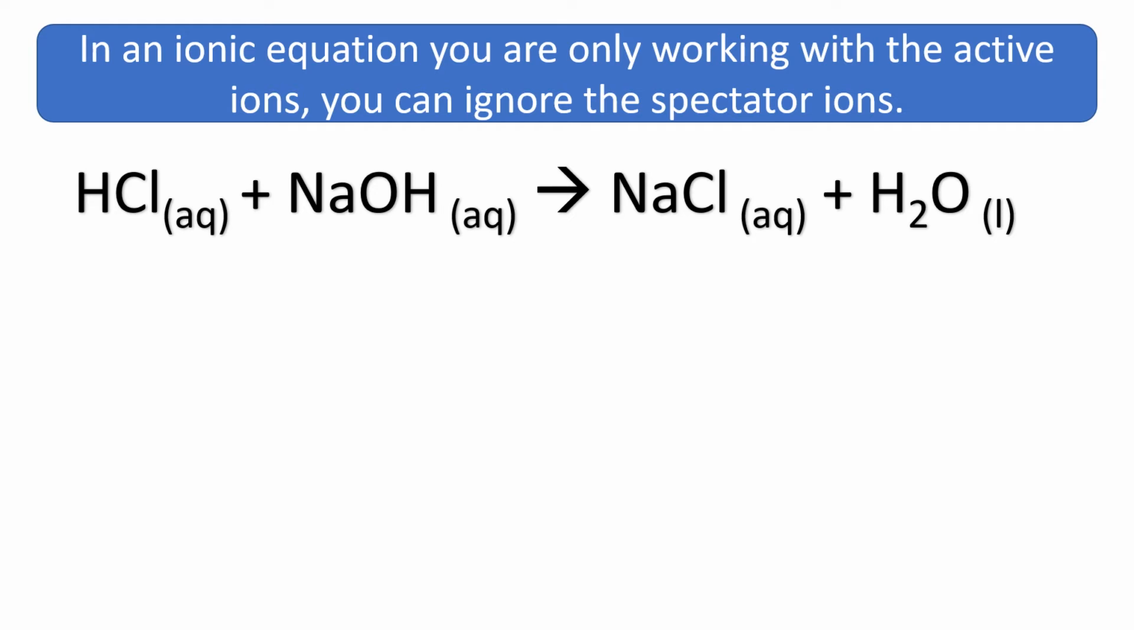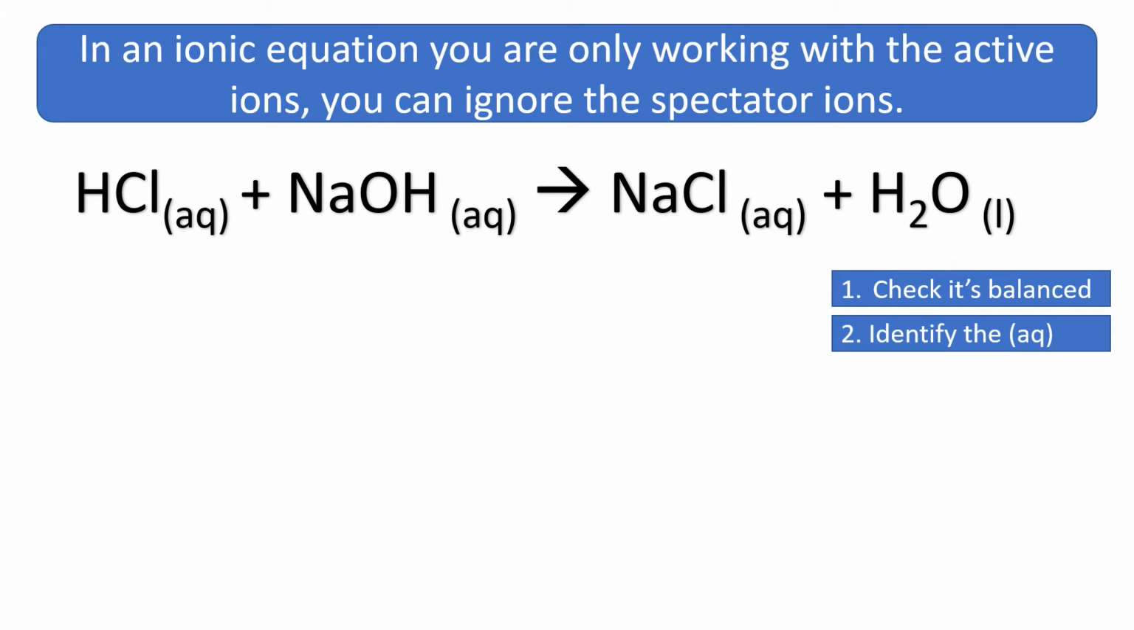Okay, so I am going to try to create an ionic equation from this balanced equation here. The first thing I need to make sure of before you move any further is that this equation is actually balanced. Now, I'm telling you it is, but you would need to check that, otherwise things are not going to work out properly. Second, I need to identify the aqueous solutions that I'm going to be working with. I'm going to be working with this one here, the HCl, the NaOH, and the NaCl, because they are all aqueous.